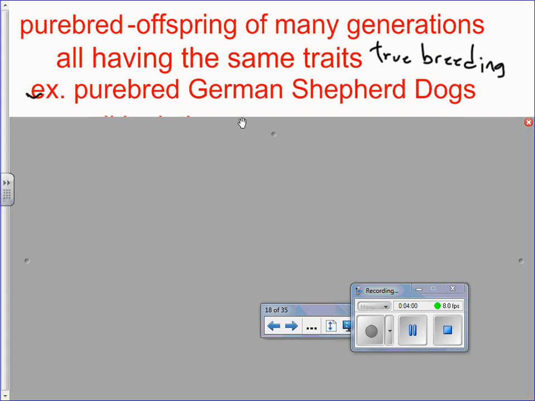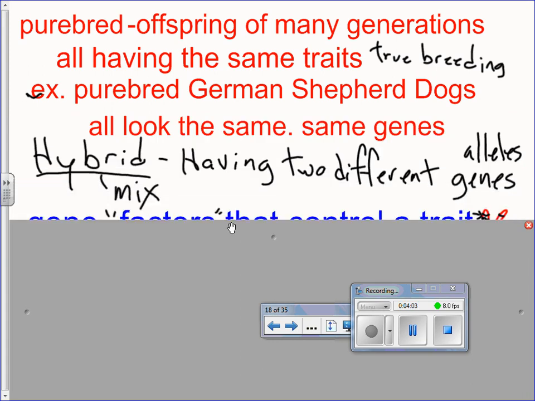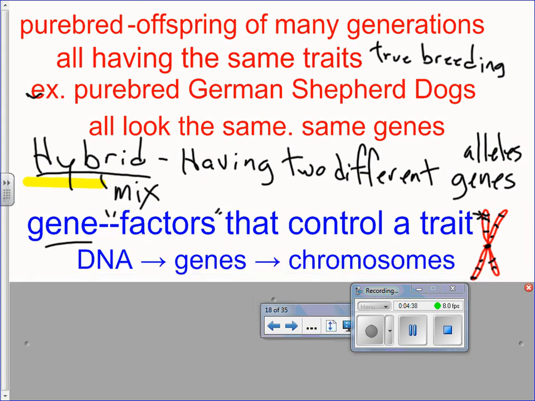Alrighty, then hybrid. Hybrid then is going to be a mix, a mutt. It has different genes for a particular trait. It's big T, little t for height. And in the hybrid case, that's when you're going to be able to pass down a trait that you're not showing. You still carry that gene, but you're just not showing that trait. So the hybrid is a mix. And you can remember that because a hybrid car has both a gasoline and an electric engine. It's hybrid. It has both. It's a mix.